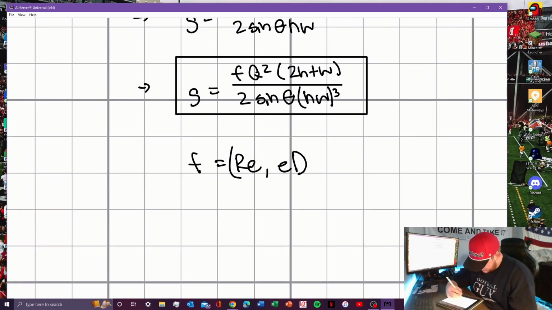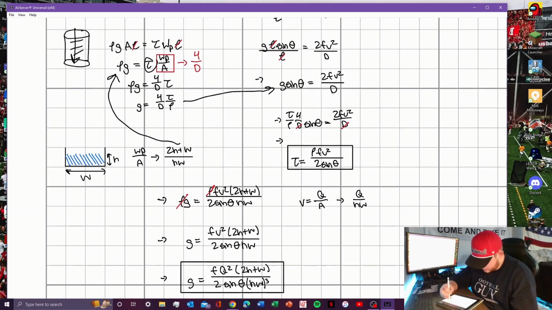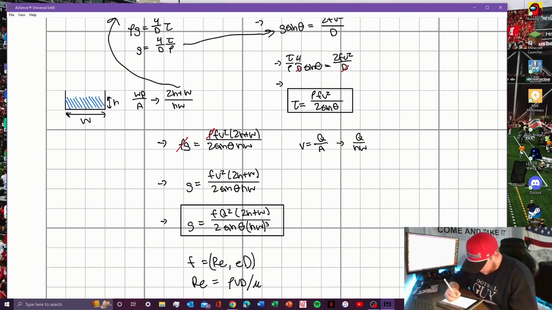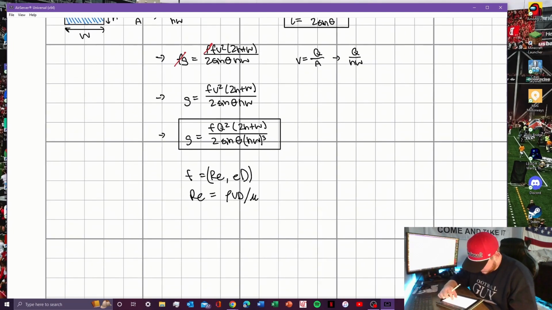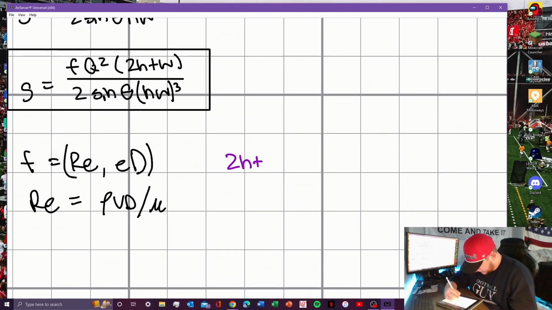We know the Reynolds number is rho V D over mu, which we can do pretty easily. But how do we get at the equivalent diameter? Well, we kind of already talked about that, with 4 over D being equal to 2H plus W over H times W.